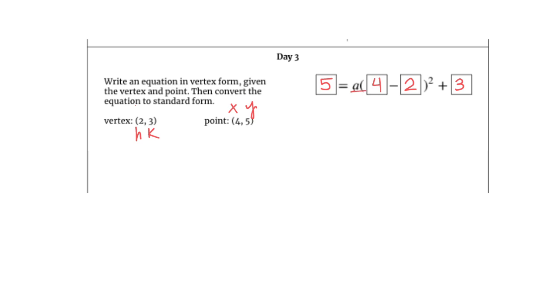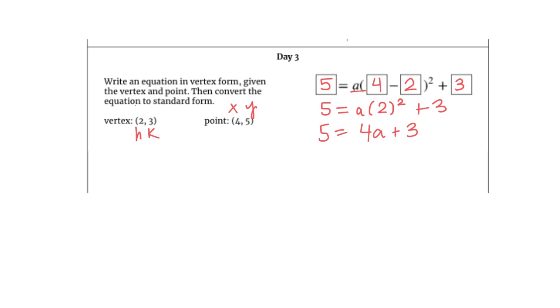So first we want to simplify that 4 minus 2 in the parentheses. So I'll rewrite the 5 equals a, and then 4 minus 2, that is 2. And we will square it, and then put a plus 3 at the end. So now we'll square the 2. 2 squared is 4, so when I rewrite this, that's 5 equals, so I'm going to put it in front of the a, so 4a plus 3.